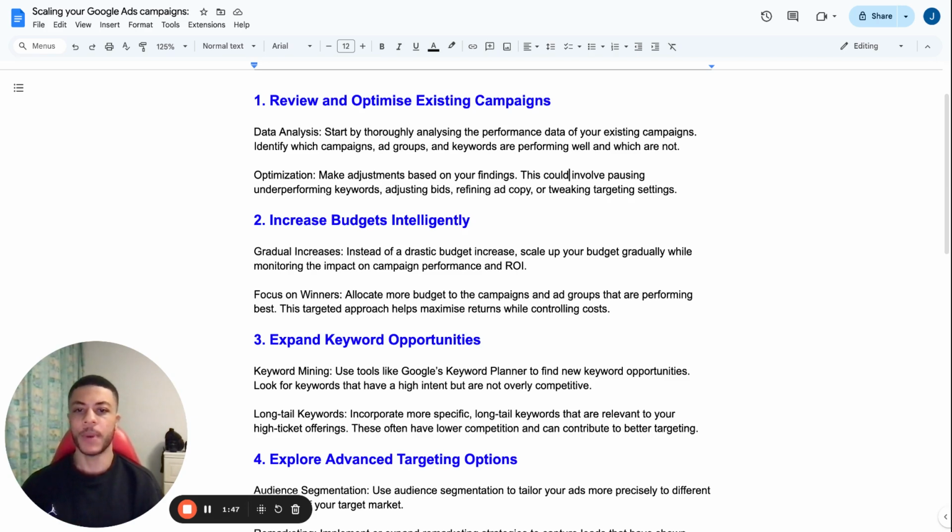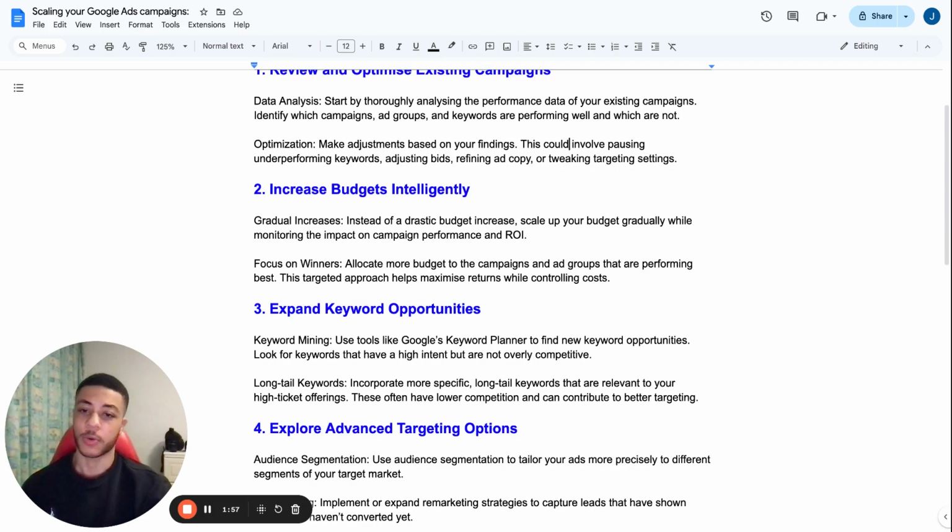Next thing you want to do is focus on your winners. You want to allocate more budget to the campaigns and ad groups that are performing the best. This is essentially just optimization. This targeted approach helps maximize returns while controlling costs, which is what we all want. This increases our margins, makes us more money.